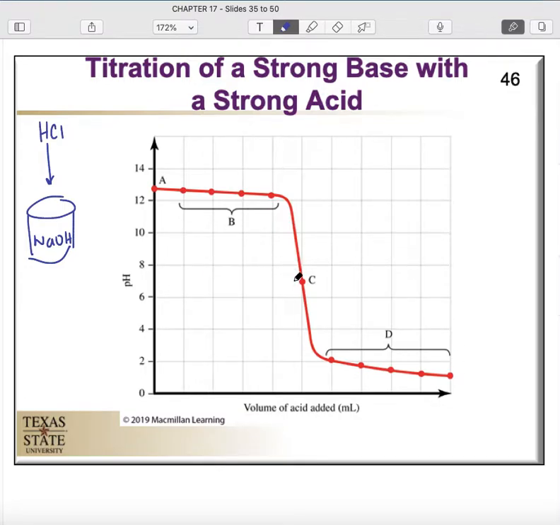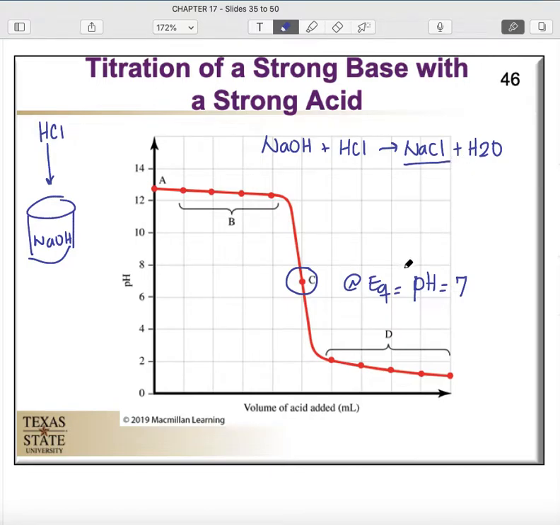Notice again that at the equivalence point, the pH is also equal to 7, because again, I'm reacting a strong base with a strong acid. The products of that are salt and water, and specifically we're forming a neutral salt, which means that there's nothing acidic and nothing basic at that equivalence point. So again, remember, for a strong acid, strong base, or a strong base, strong acid titration, at the equivalence point, the pH is equal to 7.